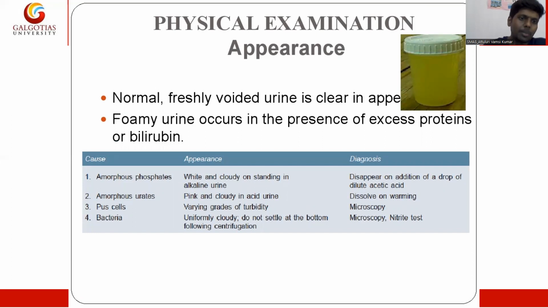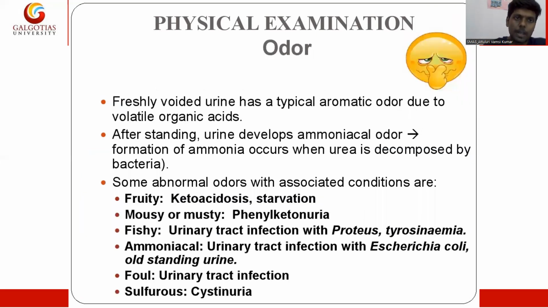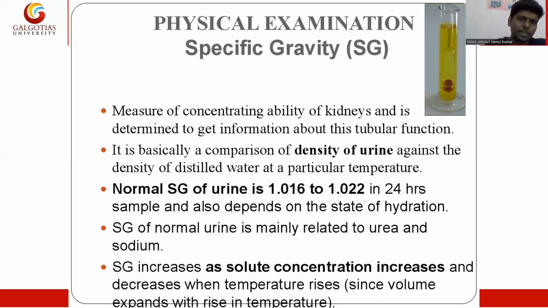The appearance of urine will be clear. In some conditions, the urine appearance may change into turbid because of the presence of pus cells, bacteria or other microorganisms. Then odor. The normal odor of urine is a sweetish smell. In some conditions the odor may change, such as a musty odor in phenylketonuria, a fruity smell in ketoacidosis, and an ammoniacal smell in E. coli infection. Then specific gravity indicates the number of particles suspended in a unit volume of fluid. The normal specific gravity of urine is around 1.016 to 1.022 for 24 hours urine.